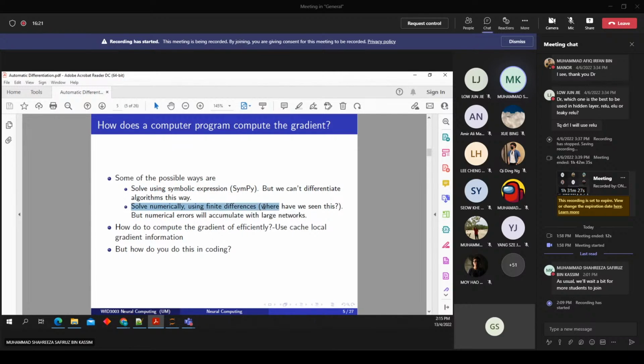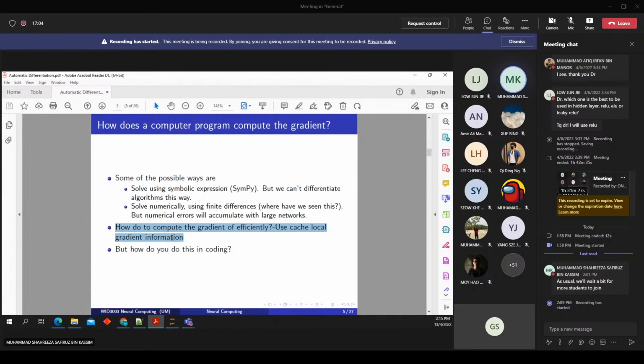Or we can solve numerically using finite differences. Now, where have we seen this? It's in the slides, I think in the first slides, there is a slide talking about finite differences. But of course, if you have finite differences, you have errors, right? And as you probably know by now, numerical errors accumulate, and your approximation or calculation will run off from the true values that you're looking for.